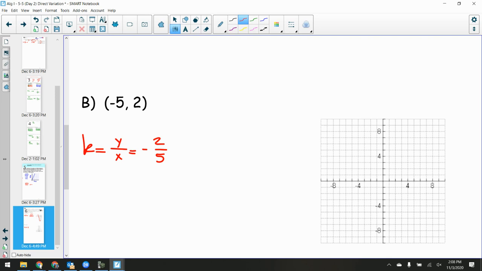So my equation is y is equal to negative 2/5 x. Now, it runs through (0, 0). Which other point does it run through? (-5, 2). There's my line. Kind of on the high side of the line, but it's okay. Pretty simple as that, right?